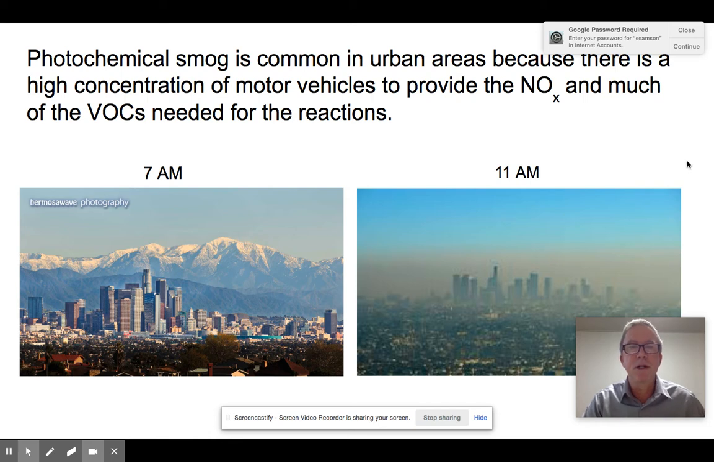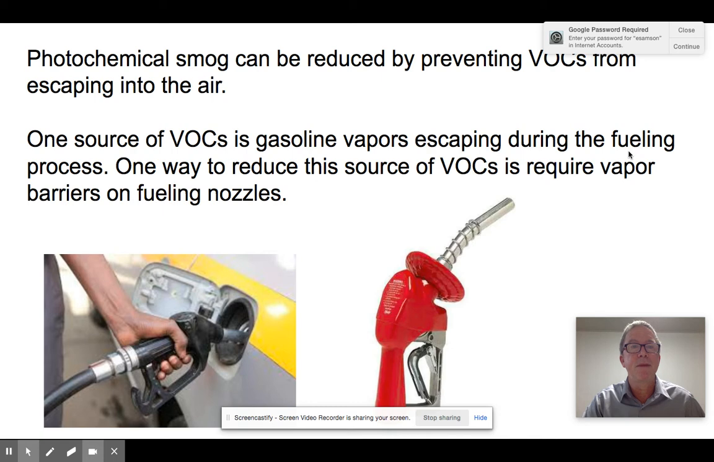So an example is the city of Los Angeles. As you can see, early in the morning, the air can be clear, and by mid morning, it can be quite smoggy. And that's just because as people head to work, they're putting a lot of NOx into the air, as well as VOCs. And then when the sun comes up, it hits them, and we get our photochemical smog. And this stuff is quite bad for us. Ozone is really, really bad for people.